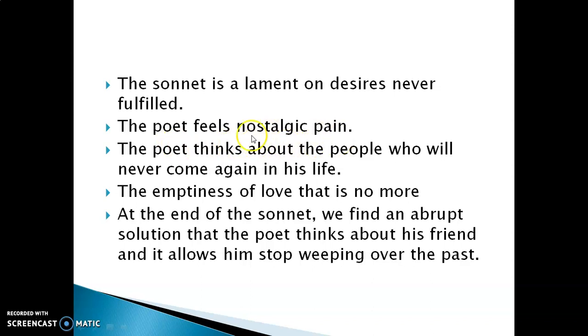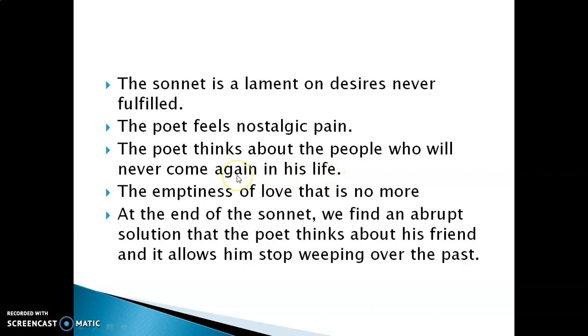The poet feels nostalgic pain. Here he remembers past memory, and the poet thinks about the people who will never come again in his life. The poet met so many people in his past time, and many of them were so much liked, so much loved by the poet, and the poet wanted to meet those persons, but they will never come again in his life.